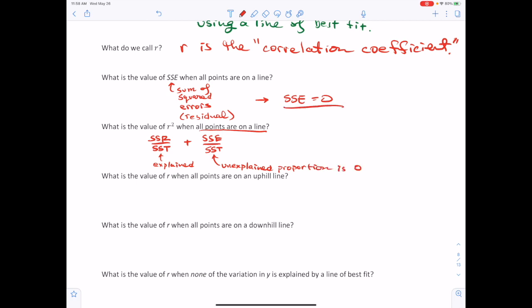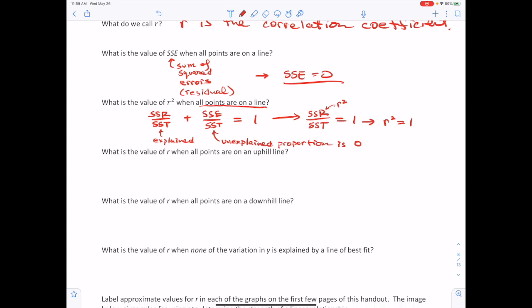Okay, because SSE is 0. And the sum of these is equal to 1. Now, again, the unexplained proportion is 0, so that means SSR over SST is, you're adding 0, so it has to just be 1. And then I just want to remind you that SSR over SST, that's the explained proportion, and it's equal to R squared. So now we know that R squared will be 1 when all the points are on the line of best fit.